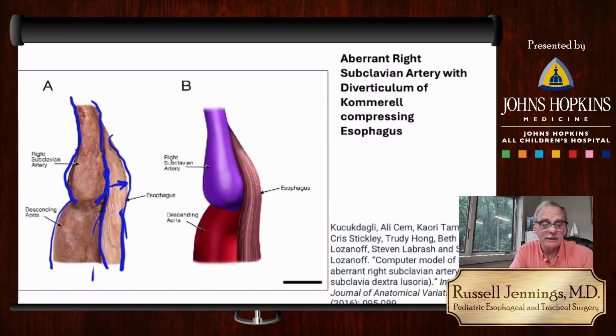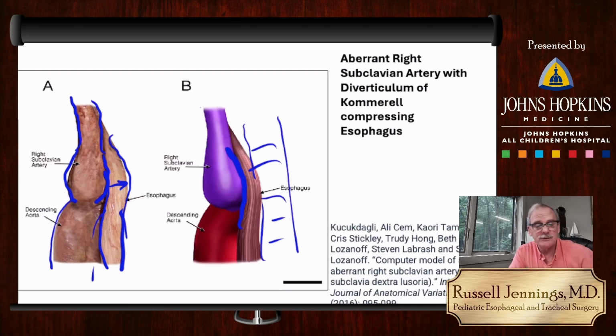This is done in a drawing right here, where you can see the right subclavian artery, which comes off here, and you can see the dilated segment right here, which is the diverticulum of Kommerell, and you can see how the esophagus is pushed forward. It's going around that diverticulum of Kommerell. Well, on this side of the esophagus is the trachea, so it's leaning right against the trachea. So that's part of the problem.